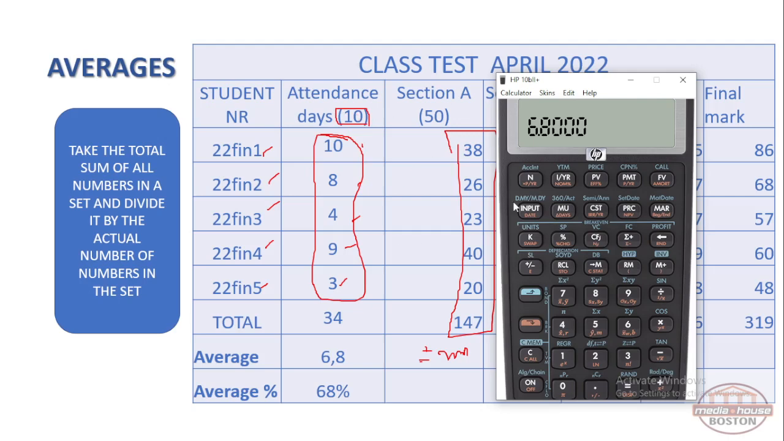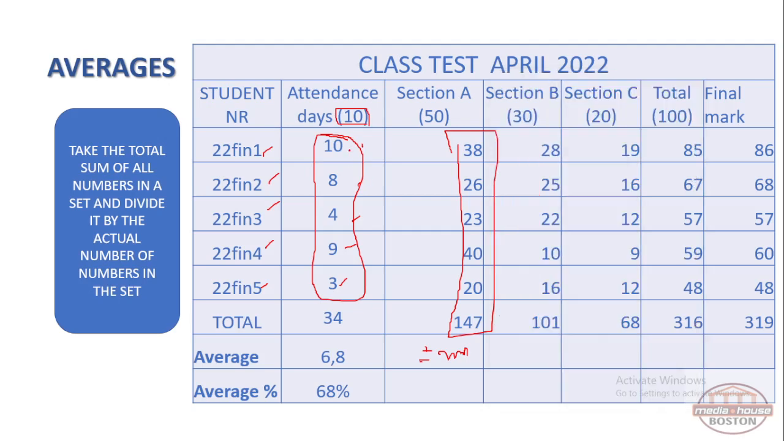So the average attendance is 6.8. If you round this off to the nearest day, it will be 7 days, meaning that the average is 7 days that students attended. So if we take a look, this one attended more than 7 days, this one attended more than 7 days, this one attended more than 7 days.